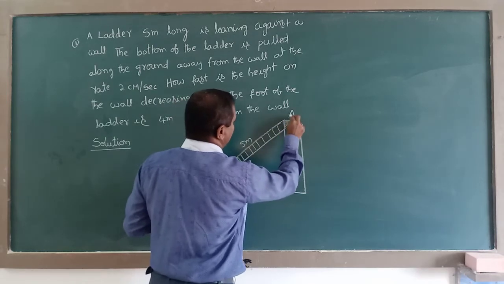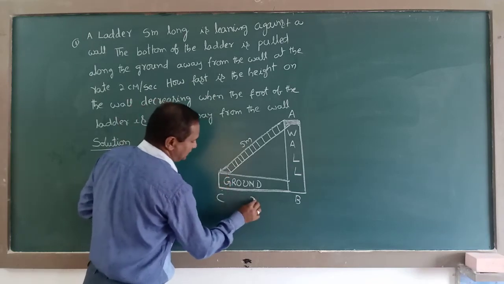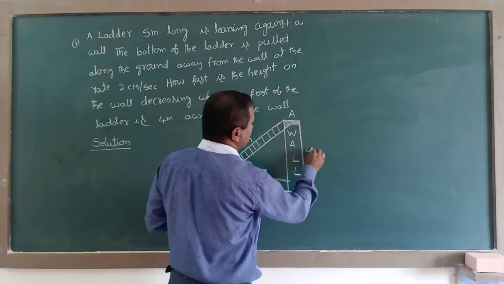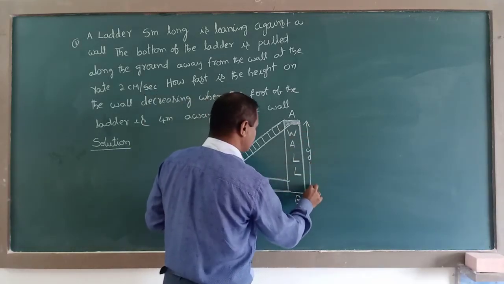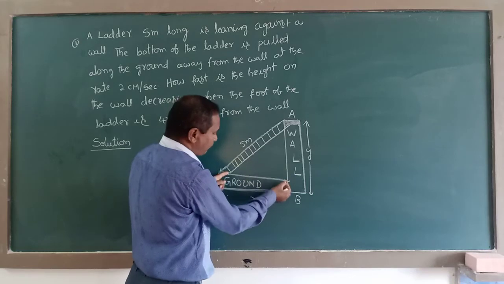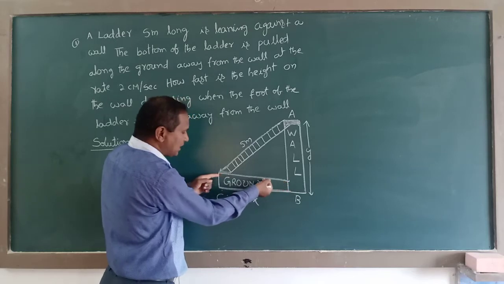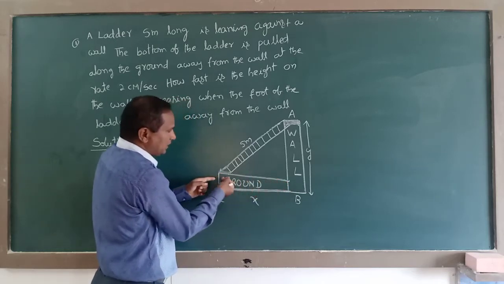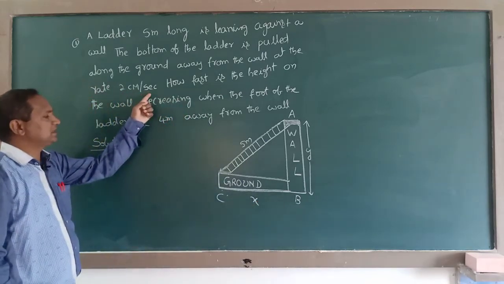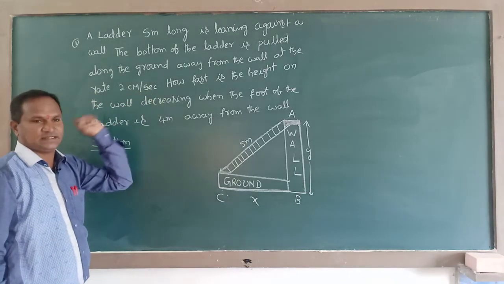At the same time, we consider A, B, C here. X becomes the length of the ground here and Y becomes the height of the wall here. If we pull the bottom of the ladder away from the wall on this ground, it moves at the rate they gave in the question, 2 centimeter per second. So dx by dt is 2 centimeter per second.